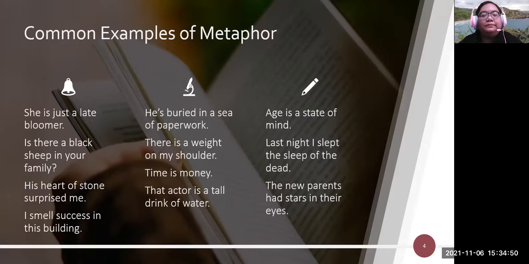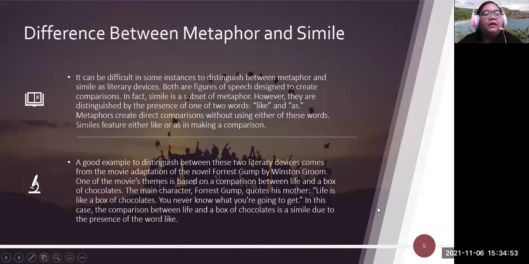So the next one. Now we're going to talk about the difference between metaphor and simile. What is the difference? It can be difficult in some instances to distinguish between a metaphor and a simile as a literary device, because both are figures of speech designed to create comparison. Actually, simile is a subset of metaphor. Metaphor is the umbrella and simile is under the umbrella of metaphor. So it's a type of metaphor, basically.